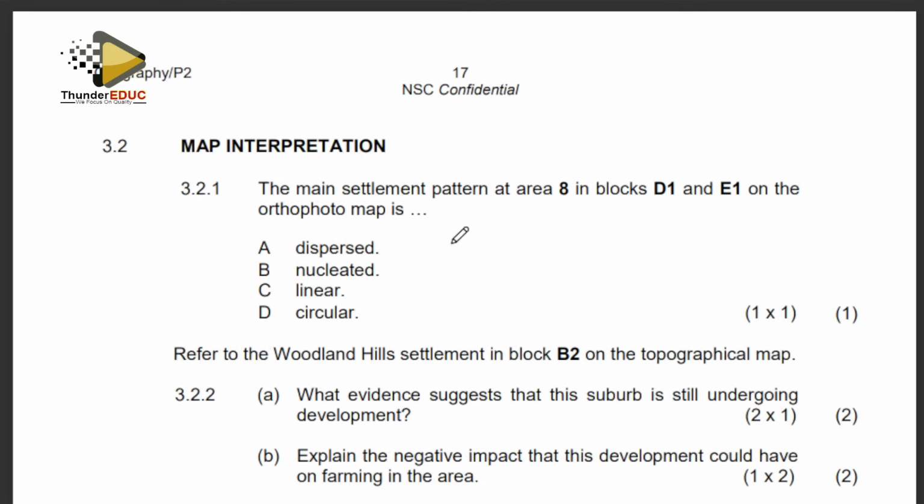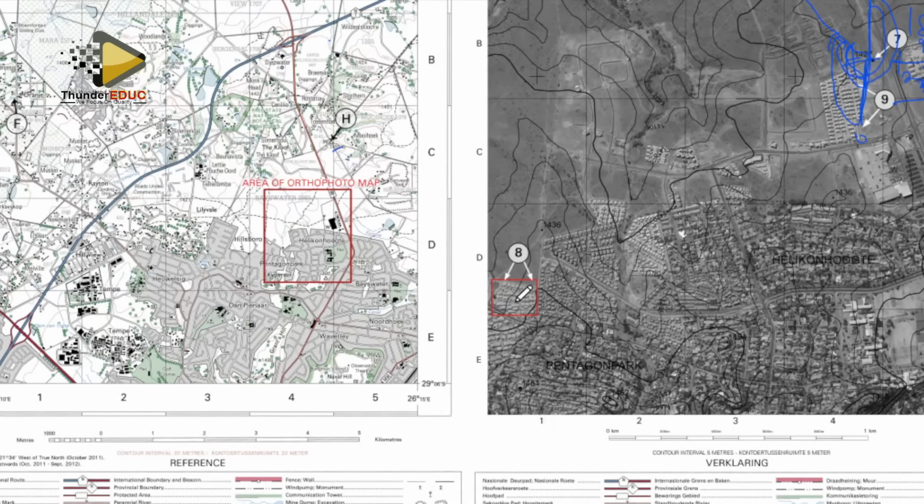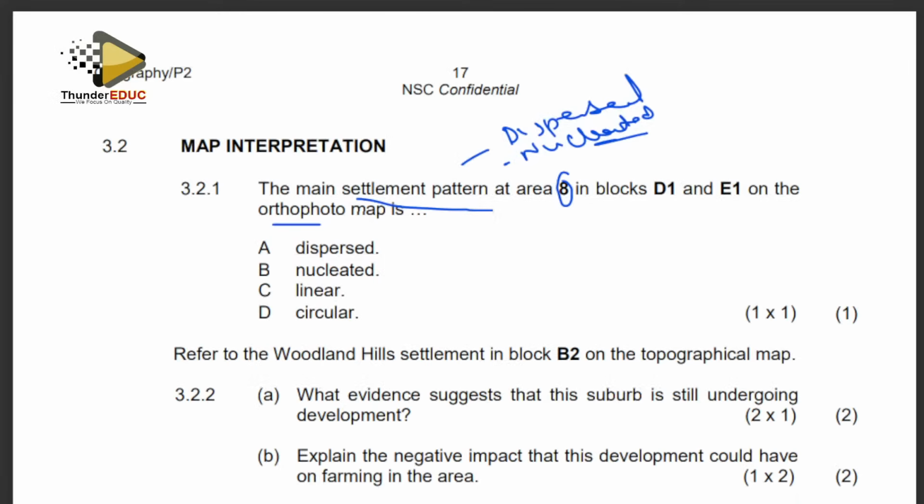Let us look at the interpretation. We are referring to the orthophoto map in this sense. The main settlement pattern, the moment they talk about pattern, we look at two: dispersed and what? And nucleated. This is only settlement pattern, dispersed and nucleated. So we are going to look at area 8 in block D1 and E1 on the orthophoto map. 8 is here, isn't it? It says 8 in D1 and E1.